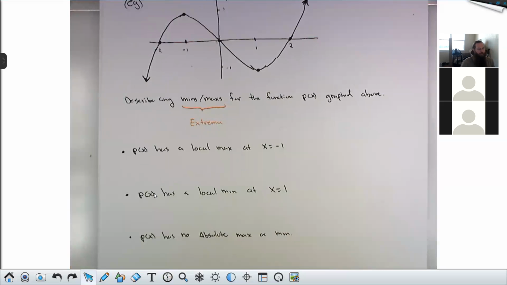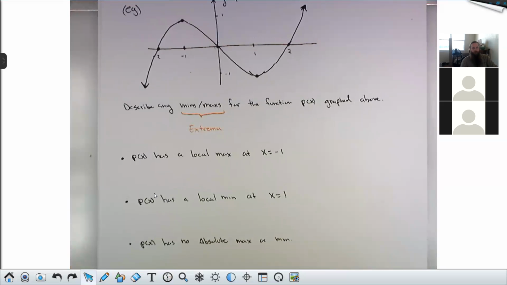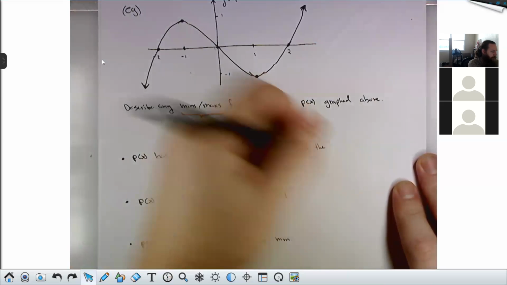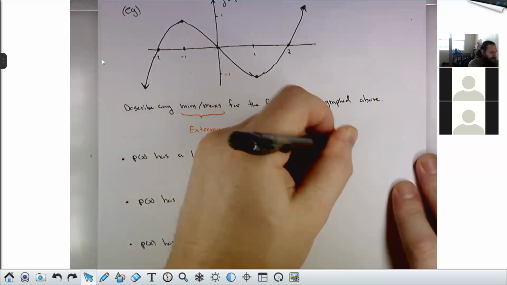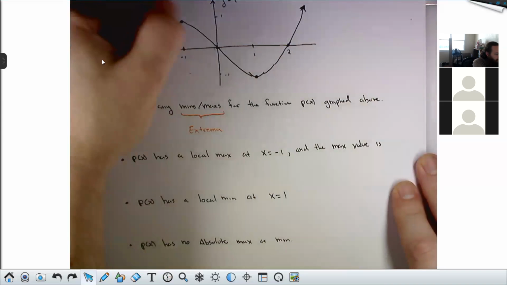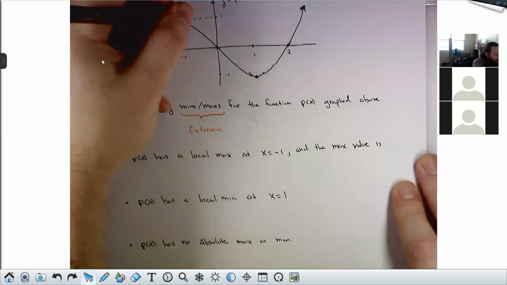But the thing I want to talk about here, when I say there is a local max at -1, and this language is important, I'm telling you where. Where is the max? The max is at -1. But I'm not telling you what is the max. So we should add on here, and the max value is whatever this y value is right here, which is 1.